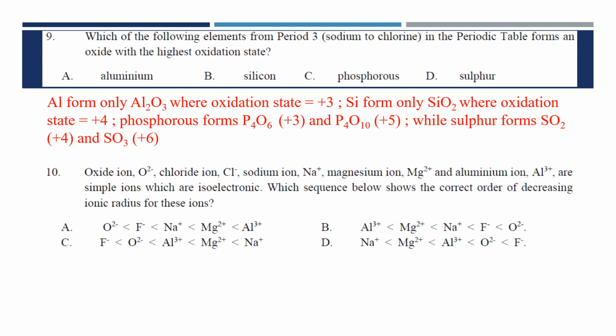Phosphorus forms P4O6 and P4O10, which is +3 and +5 respectively. Sulfur forms SO2 and SO3 respectively. So in here, the best one that will represent the highest is sulfur. Okay. Number 10, oxide ion, chloride ion, sodium ion, magnesium ion, and aluminium ion are simple ions which are isoelectronic.